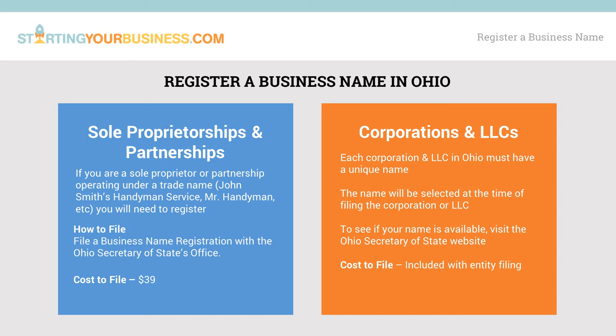To register a name for a sole proprietorship or partnership, file a business name registration with the Secretary of State's office. The fee for filing is $39. To register a name for a corporation or LLC, you must have a unique name at the time of filing. To check the availability of names, you will visit the Ohio Secretary of State's website. Just like the sole proprietorship or partnership, while nobody else can form a corporation or LLC with your business name in Ohio, someone else could still legally use your business name.